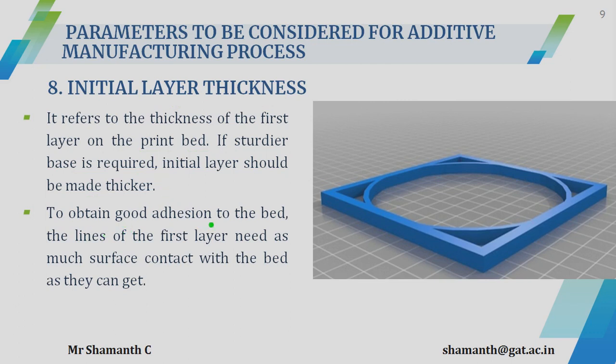so that you get a proper print. To obtain good adhesion to the bed, the lines of the first layer need as much surface contact with the bed as they can get. So you need to always give the initial layer more thickness than the layer thickness you have defined. That is what this means. So these are certain parameters that have to be considered during the additive manufacturing process.